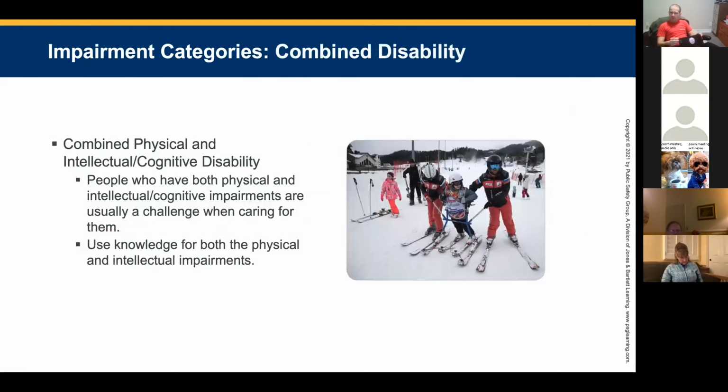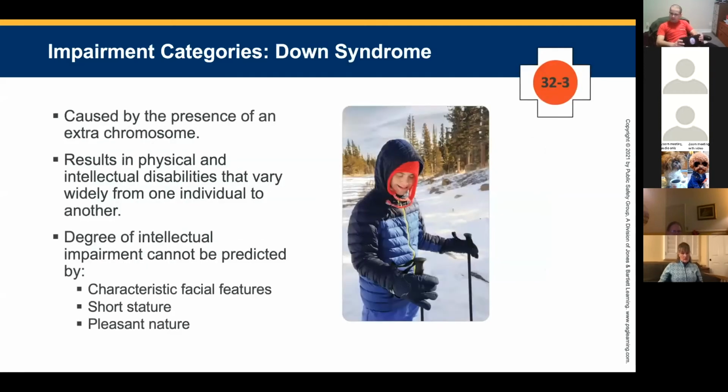So talking about combined disability, we can have combined physical and intellectual and cognitive disability. People who have both physical and intellectual and cognitive impairments are usually a challenge when caring for them. So we want to use knowledge for both the physical and intellectual impairments. One impairment category is Down syndrome. This is caused by the presence of an extra chromosome. I believe it's chromosome 23, if you want to be specific.